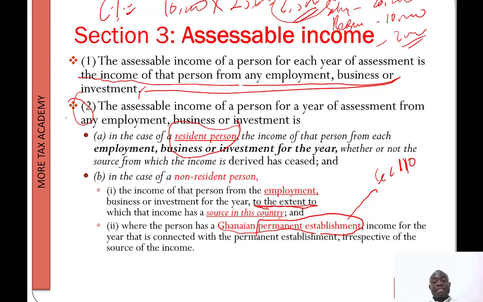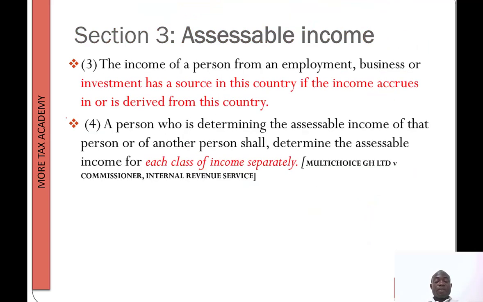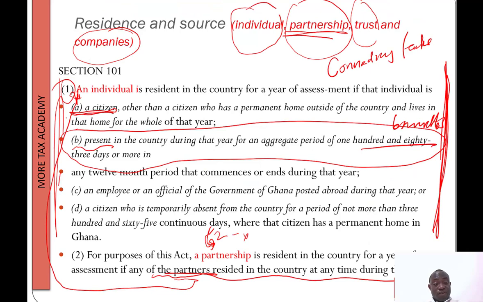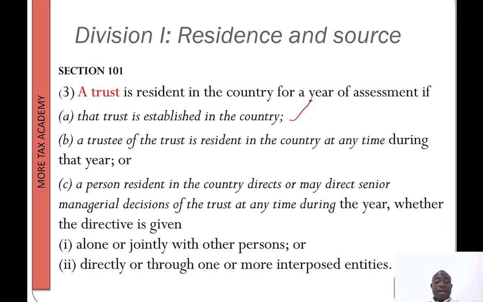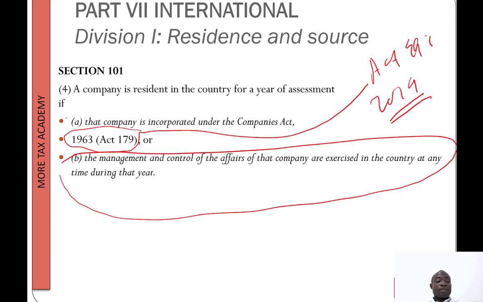For non-resident persons, there are only 2 ways we can exercise our jurisdiction. If the income has a source in this country. After all, if Ghana is an island, you wouldn't have made that money. So if it has a source in this country, we'll have to slap the tax on you. And if the income is from a permanent establishment, we can also take the tax on you. We try to understand what resident and non-resident persons are. So we went to section 101. We have looked at the resident individual, we have looked at resident partnership, we have looked at resident trust, and then we have also looked at resident company.